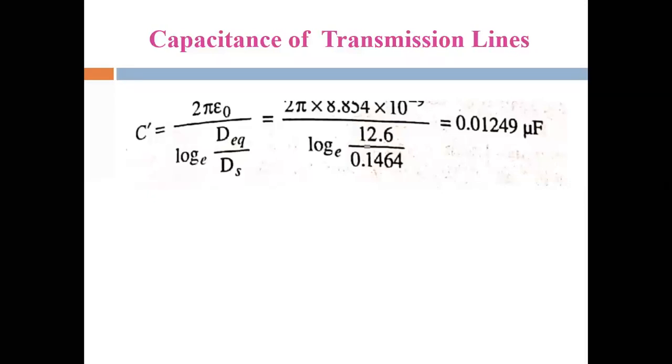Capacitance values. Okay, in the resistance we have only one formula, that is specific resistance, R equal to rho L by A. By using that formula we calculate the resistance for single phase or three phase systems. Okay, next we calculate the inductance.